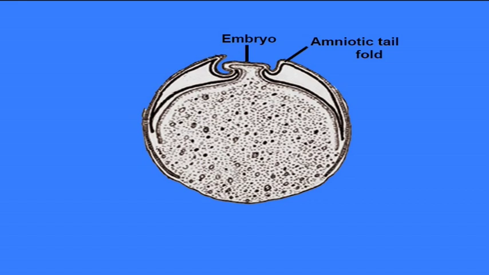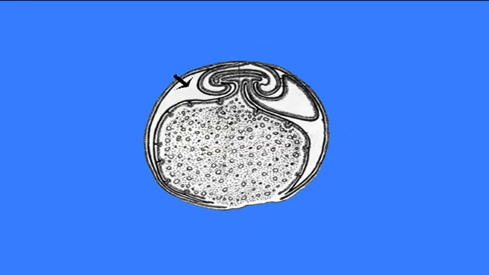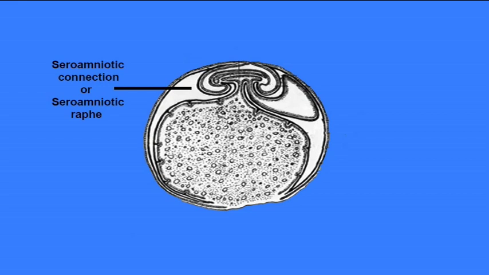Afterwards, a transverse fold appears in front of the head. It is known as the amniotic head fold. It grows upwards and then backwards over the embryo. Lastly, the head fold and the tail fold meet and fuse together. The place of their final fusion is marked by a provisional connection called the seroamniotic connection.